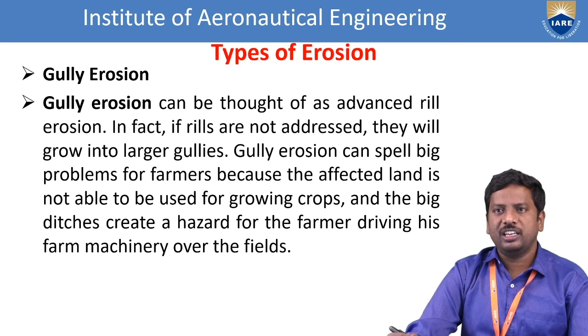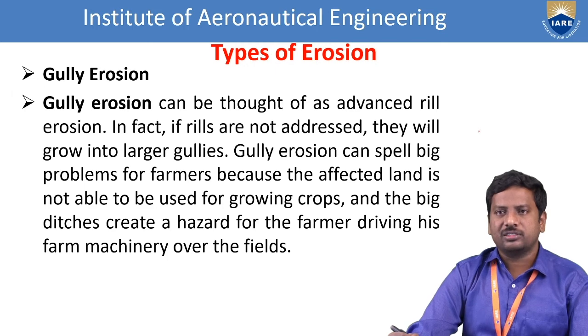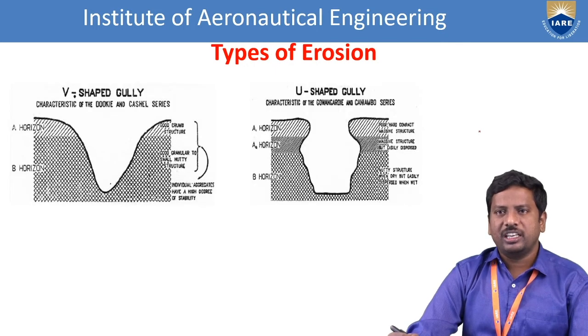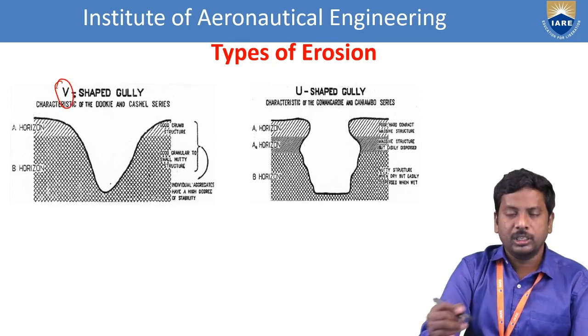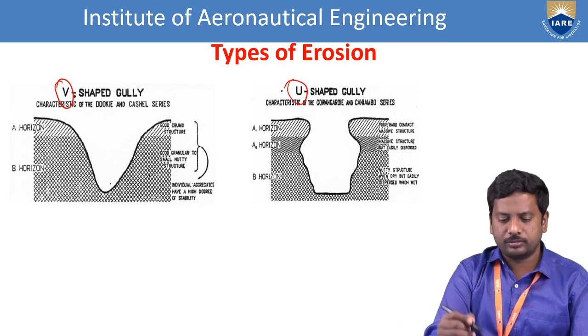And the next one is gully erosion. Gully erosion can be thought of as advanced rill erosion. That means, in fact, if rills are not addressed, they will grow into larger gullies. So gully erosion can spell big problems for farmers because the affected land is not able to be used for growing crops, and the big ditches create a hazard for the farmer driving his farm machinery over the fields. Mainly there are two types of gully erosion. The first one is the V-shaped gully, and the second one is the U-shaped gully.